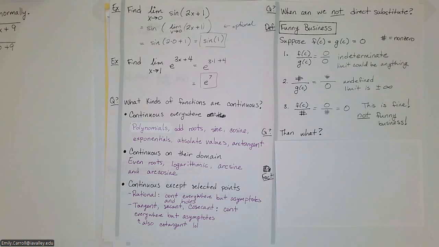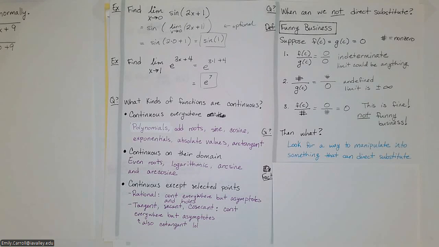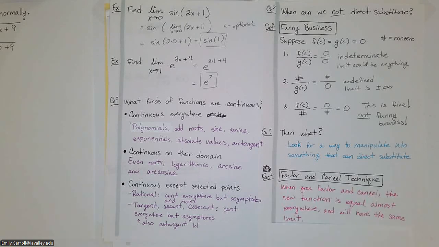When it happens, what do we do? Our strategy is going to be to look for a way to manipulate your function into something that can use a direct substitution, right? Like direct substitution is what we want to be doing anytime that we possibly can. So here's one technique, and this is something that we've already touched on in a previous example. It's the factor and cancel technique. When you factor and cancel, the new function is equal almost everywhere and will have the same limit.